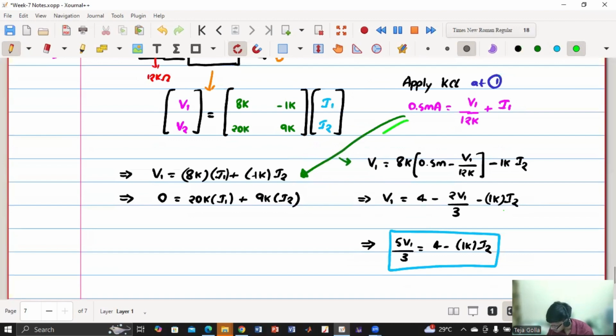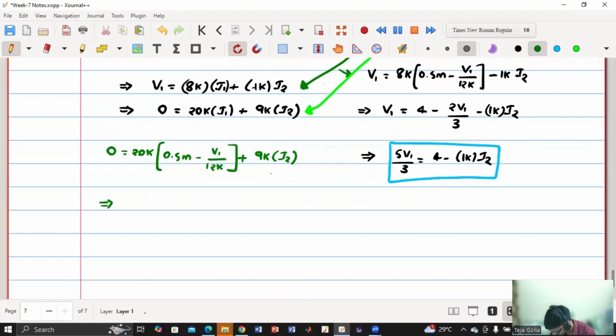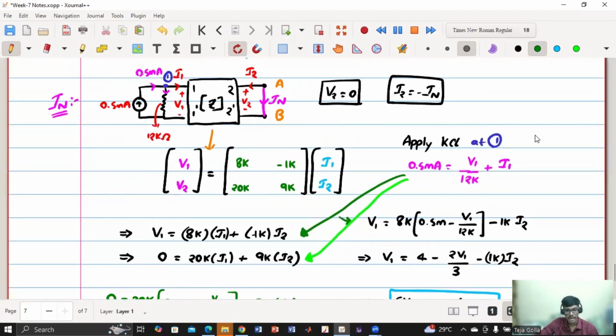Now again substitute I1 in this equation. So what will we be getting? We'll be getting 0 equal to 20K into I1, which is 0.5 milli minus V1 by 12K, and then plus 9K into I2. So again simplify it. We'll have 0 equal to 10 minus 20K by 12K, which is 5V1 by 3, plus 9K into I2. Agree? I have basically obtained two equations from this, and I got one equation from KCL.